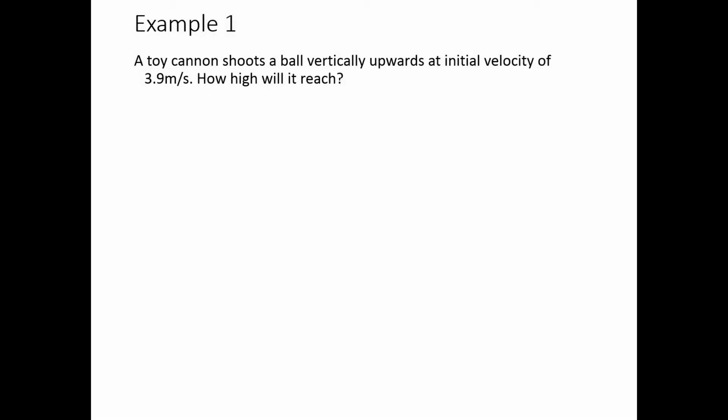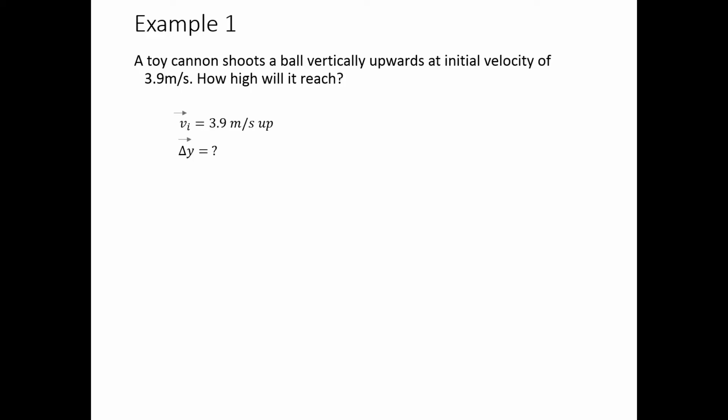Let's move on to an example. A toy cannon shoots a ball vertically upwards at an initial velocity of 3.9 meters per second. How high will it reach? Based off the problem, the only explicit detail given is the initial velocity, and we're trying to find the maximum height, or delta y.